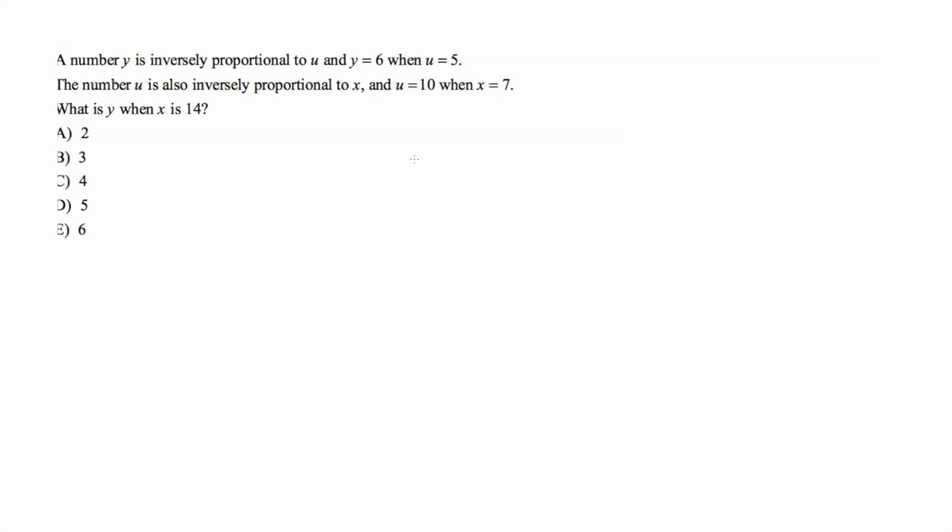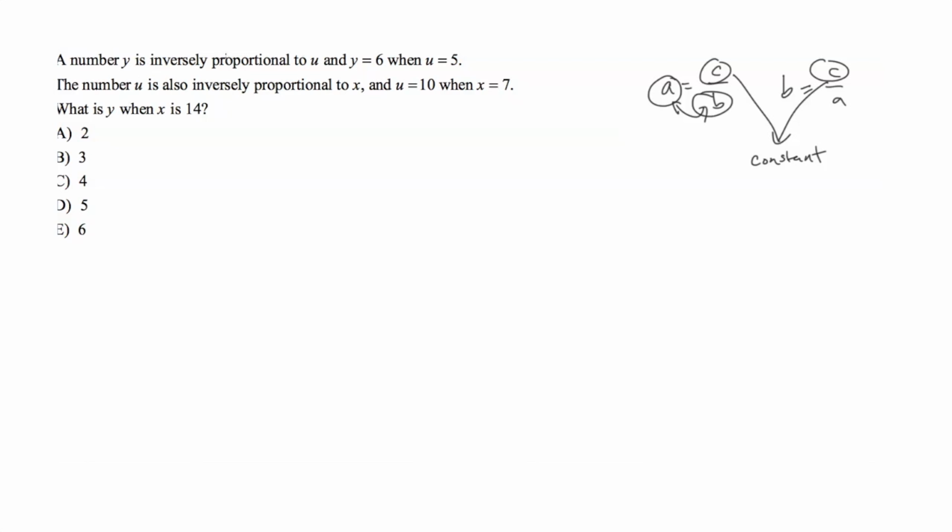Now, for these inverse proportional questions, you want to memorize this equation. A is equal to c over b, where a and b are the things that are being varied. B equals c over a, these are actually the same thing, we're just switching the letters around. But c is just some number, some constant. So let's set these equations up in terms of y, u, and x.